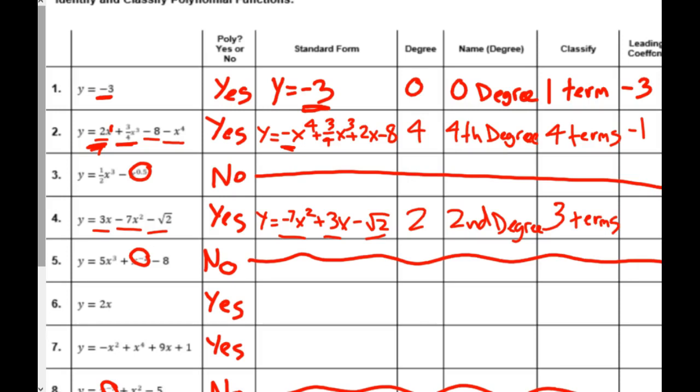And what's the leading coefficient here? Out in the front. Okay, we reordered it, so this is now in front right here, which is -7. -7 is in front of the highest power. The highest power is 2, right? So -7x squared, the -7 is the leading coefficient, okay?